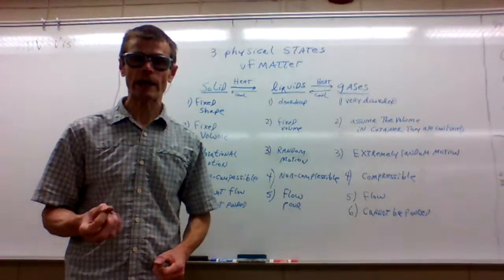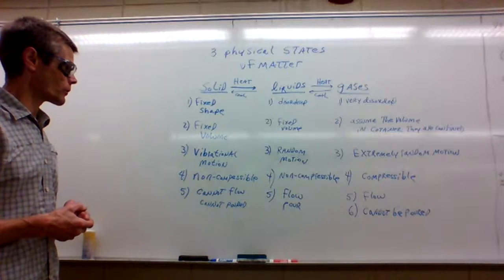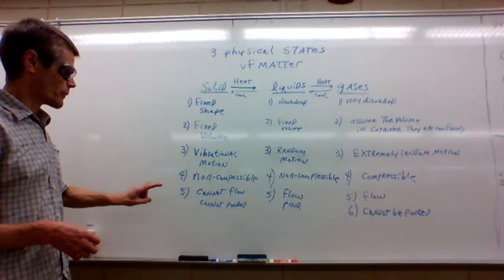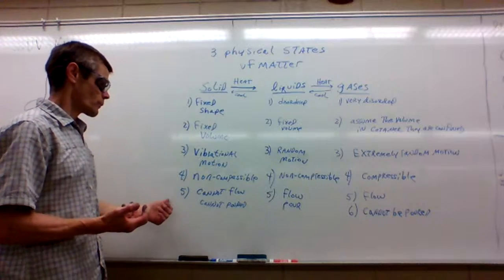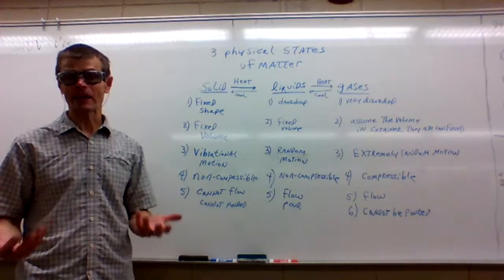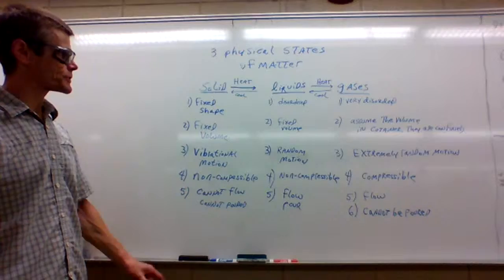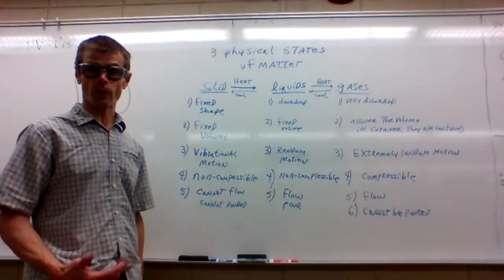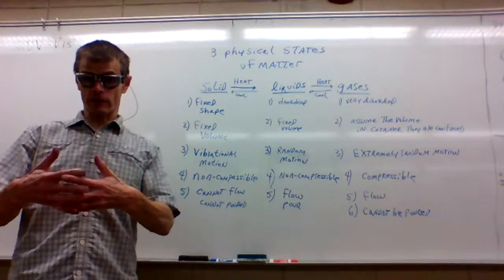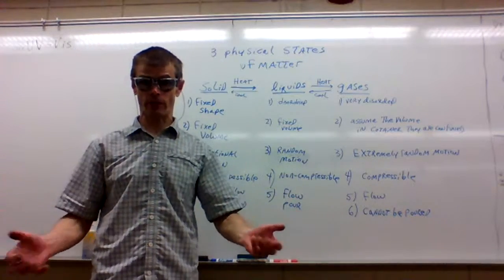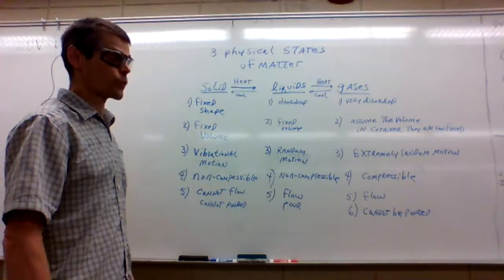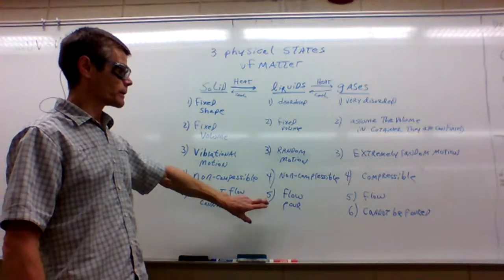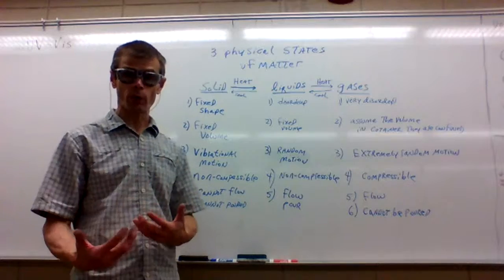Solids have a fixed shape, they have a fixed volume, and they experience only vibrational motion. They're non-compressible, they can't flow, and we can't pour them. Liquids are slightly more disordered. They have a fixed volume based upon the container in which they're confined. They experience random motion. They're non-compressible, and liquids can flow, and we can pour them.